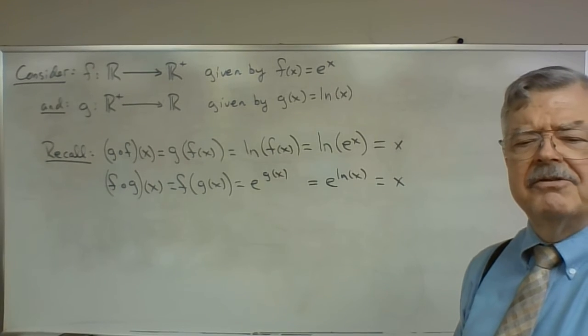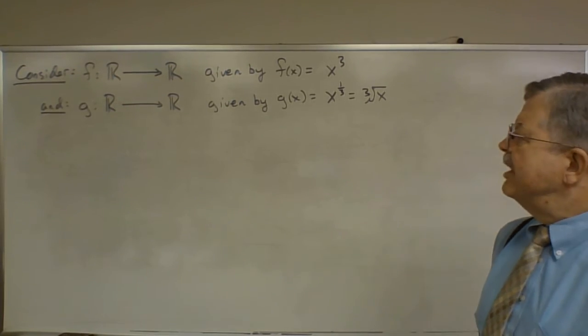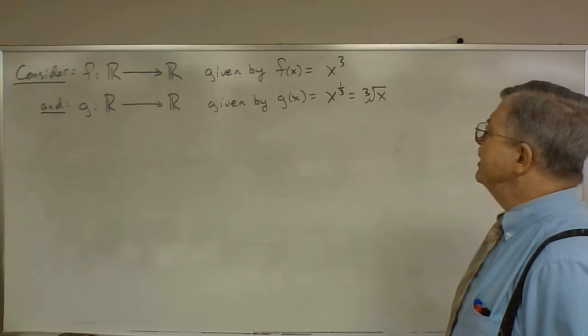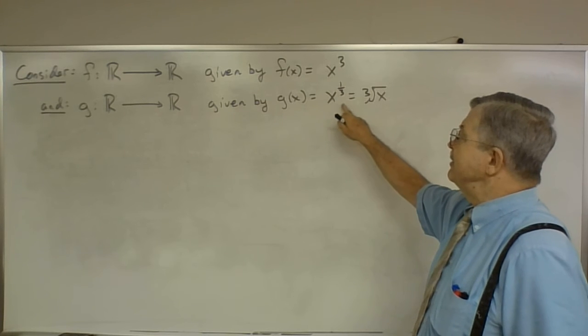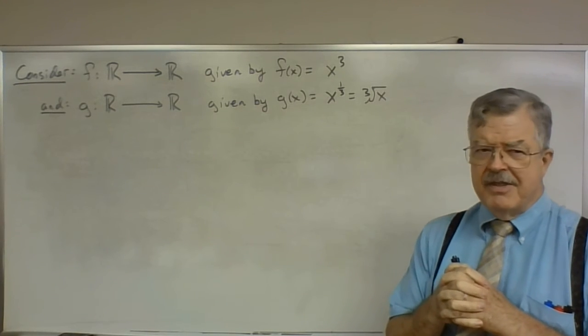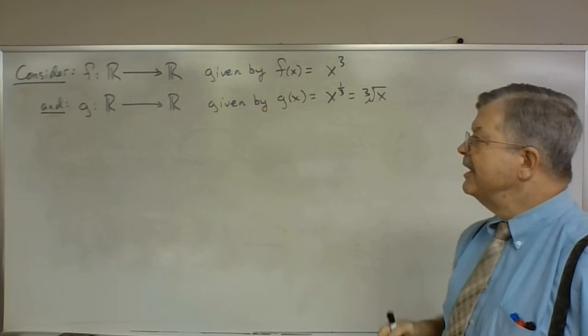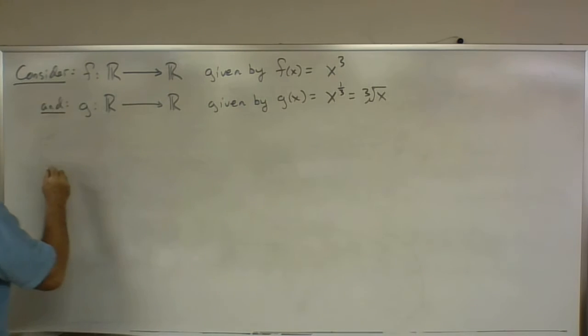Let's look at another example. This is probably a good example. F of x is x cubed, g of x is x to the 1/3. Through function composition, they undo one another and give us the identity. And let's just check.